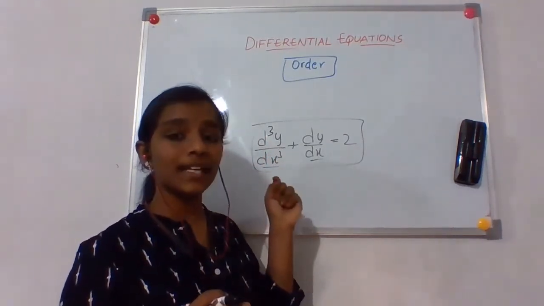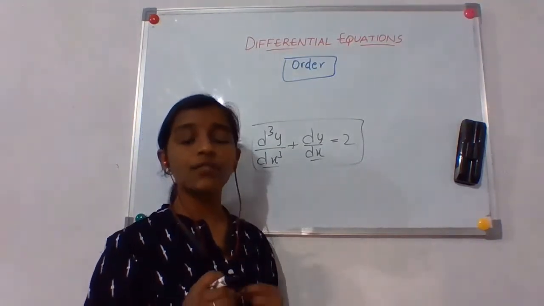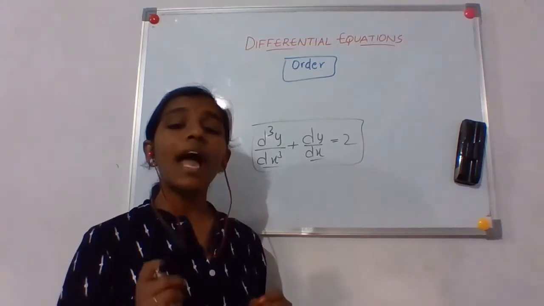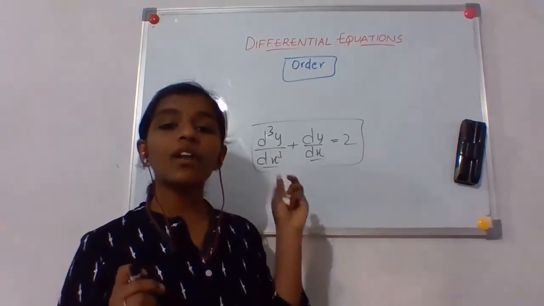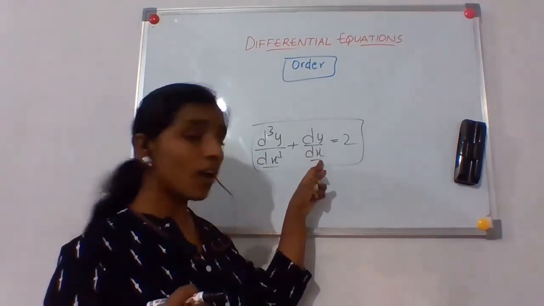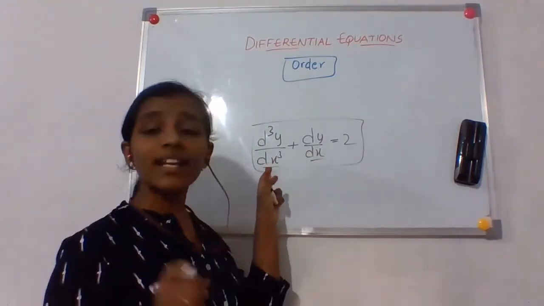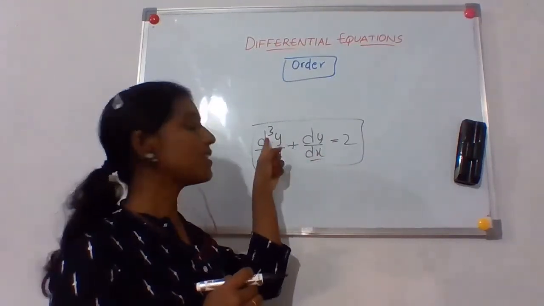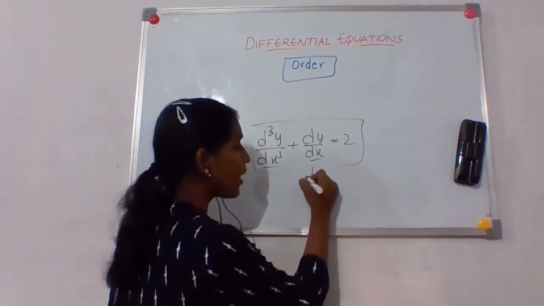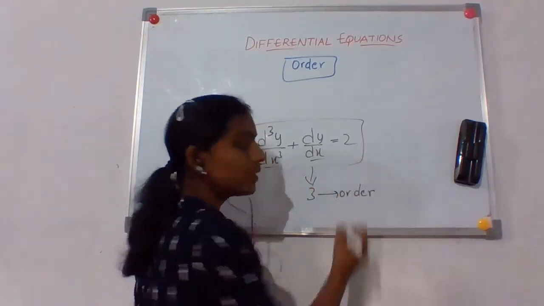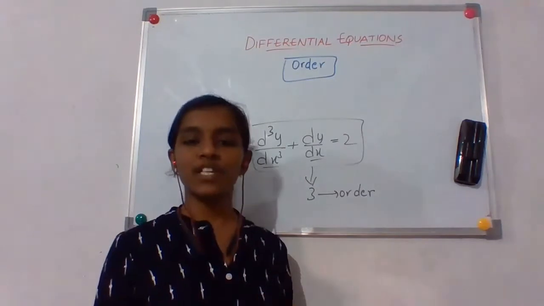Why? Because in differential equations, if you need to find the order of a big differential equation, then you have to take the highest order of the whole differential equation. Here the order is 1 of this and of this the order is 3. But in the whole differential equation, the highest order is 3. So 3 will be the order of this differential equation.